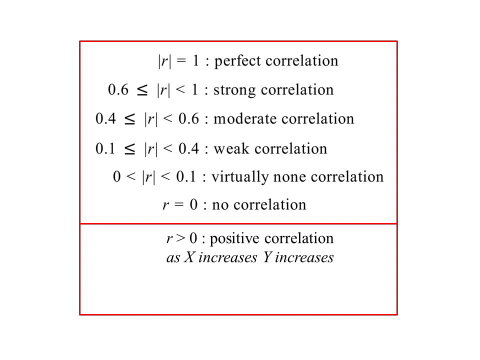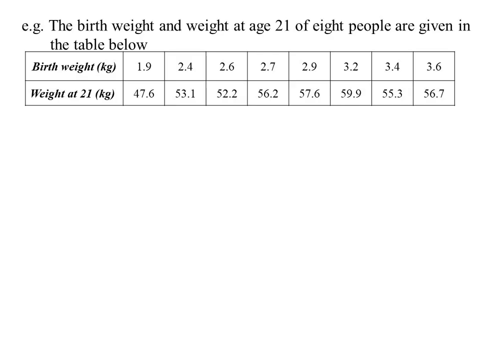If it's positive, then that's basically saying as x increases, y increases. It's a direct variation. Whereas if it's negative, it flips: as x increases, y will decrease. Let's do an example of working this out.